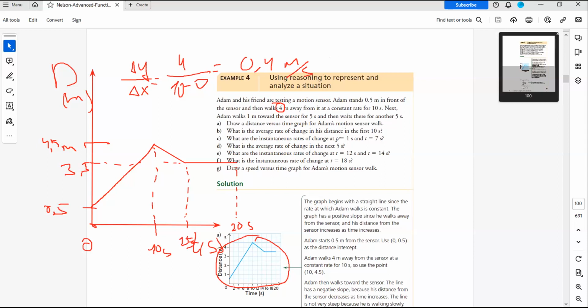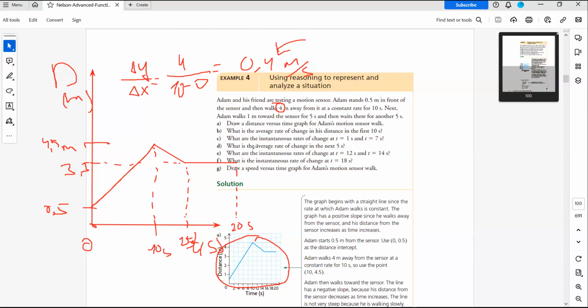What are the instantaneous rates of change at the first second and then the 7th second? Again, based on the knowledge that he was walking away at a constant rate, so this line is just a straight line and the slope of this line is the same across it, at 1 and 7 seconds he had the same rate of change as the average rate of change in this interval, which equals 0.4.